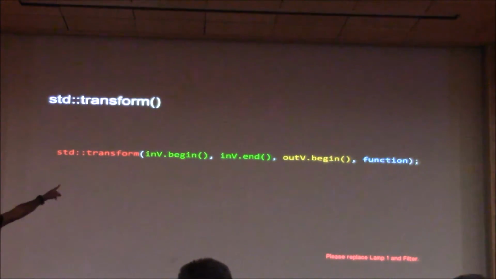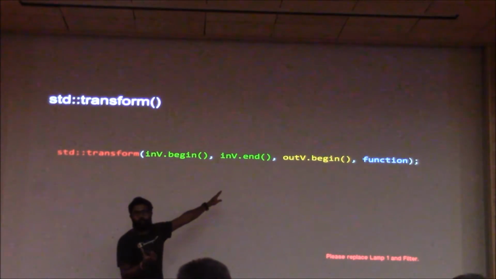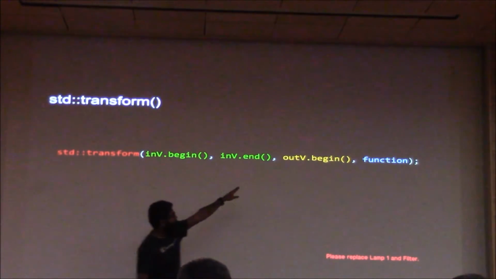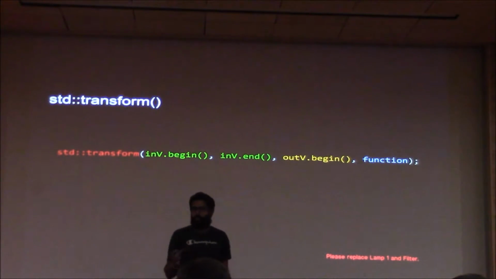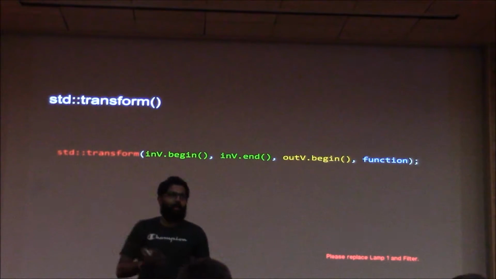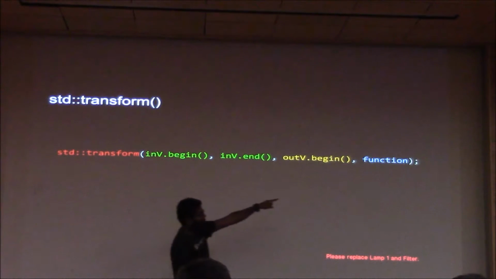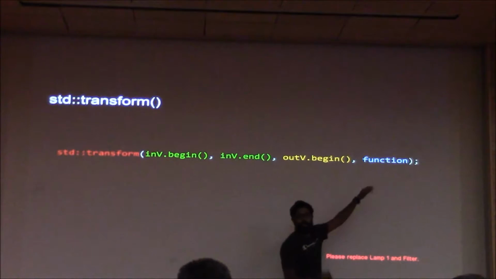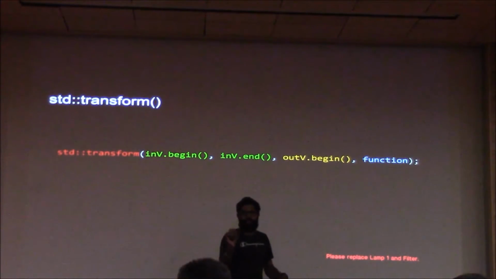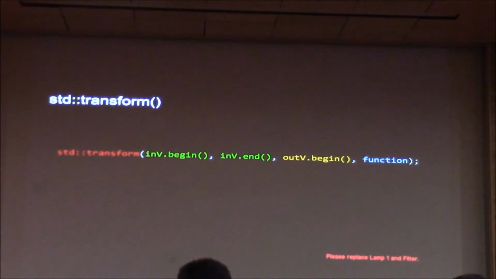So this is the input vector's begin iterator. The end iterator again stands for the input vector's end, and we have the output vector's begin iterator, and then there is some function we have to provide here. So what this does is take this input vector from this range, from the beginning to the end, and start transforming it by applying some function on it, and starts placing the results starting from this particular location, the out v dot begin, the output vector's begin.